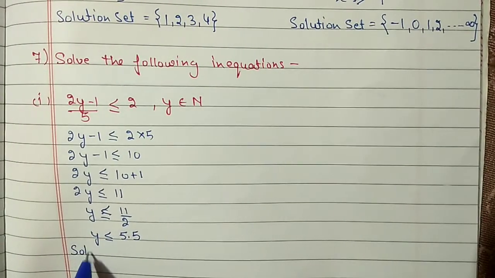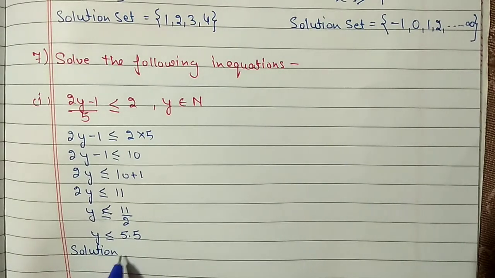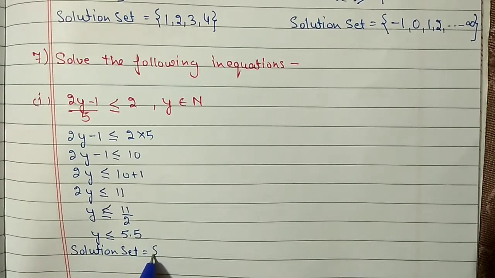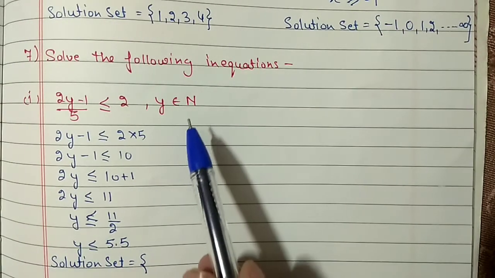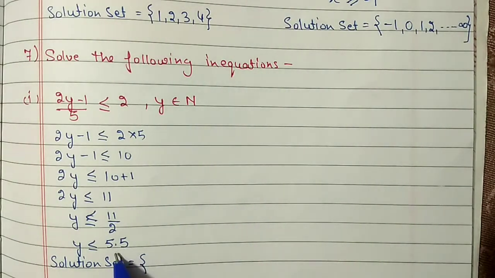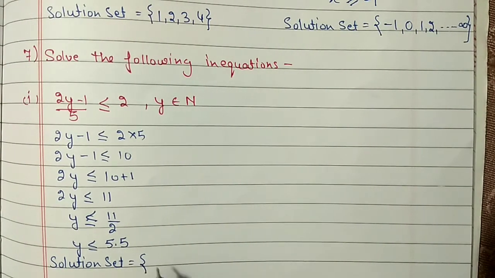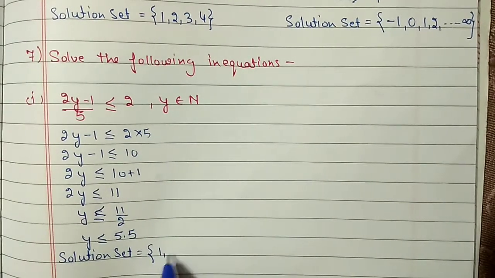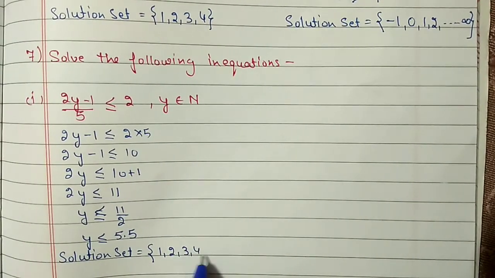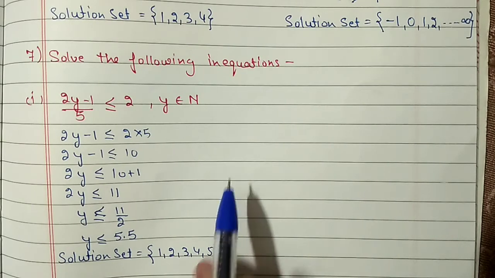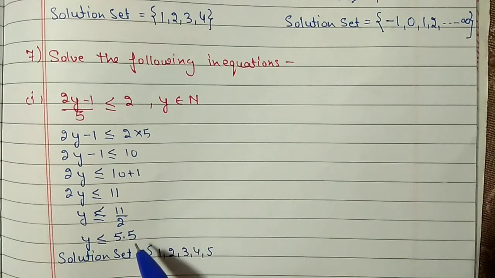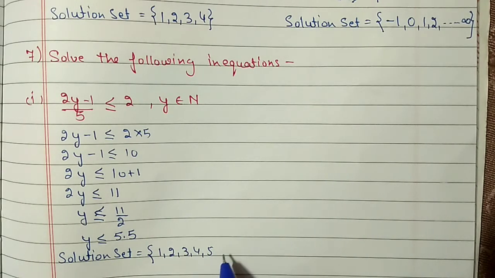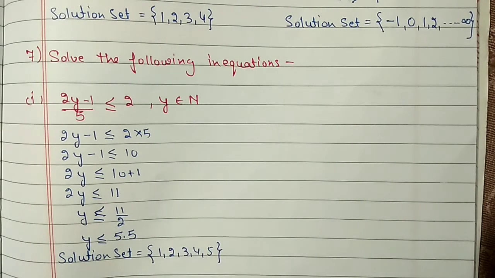Now we have to write the solution set, and replacement set is given here natural number. So we have to take natural number which are less than equal to 5.5. So natural number start from 1, 2, 3, 4 and 5. And because natural number only we have to take, so 5.5 we will not take because it is a decimal number. So till 5 only we have to take number here.